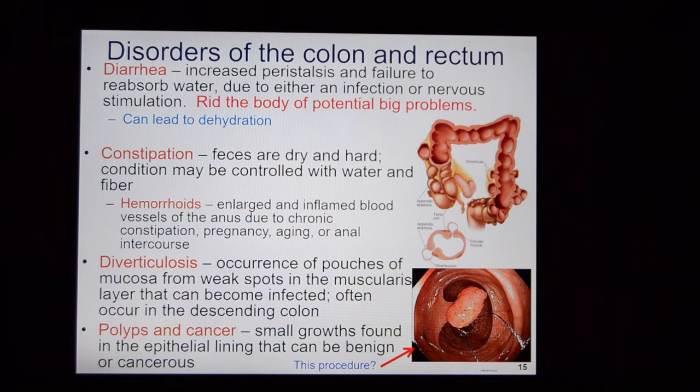And then last but not least, polyps and cancer. So once you get in your mid to late 30s, you'll have to start getting colonoscopies. So they'll go in with a camera, and they'll inflate the intestinal tract, and they'll look for any weird growths in there. And it's a very simple procedure. They'll just go in and use a hot wire and snip that sucker right on off of there and call it a day. This is very straightforward and done all the time.